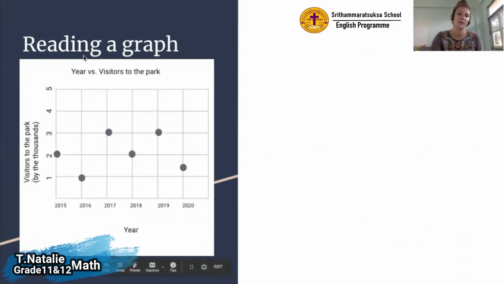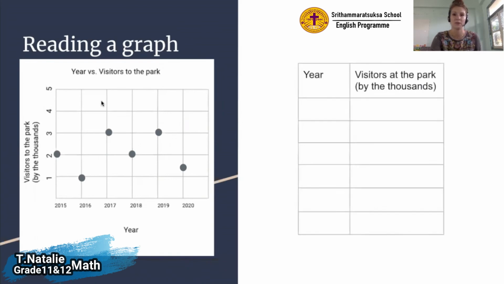We have a graph with some points, and I want to put them into the chart. So I'm going to look at year. Where do we see year? Down here. So we will put in 2015, 16, 17, 18, 19, and 20 into our chart. Now we're going to fill out the visitors by the thousands. So for 2015, we look here, we go up, and we see it will be 2. For 2016, we look, go up, it is 1.